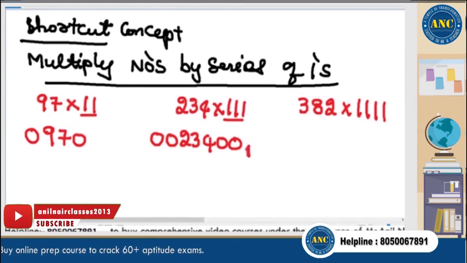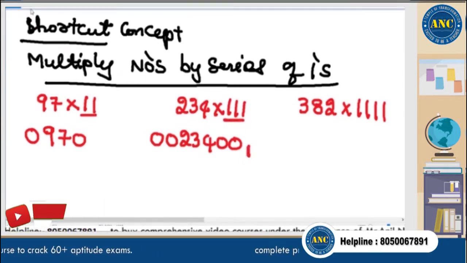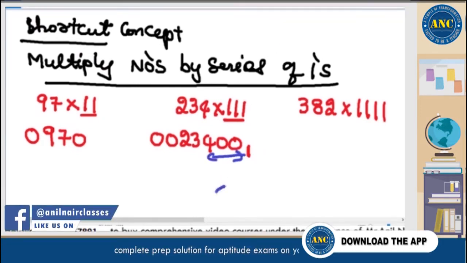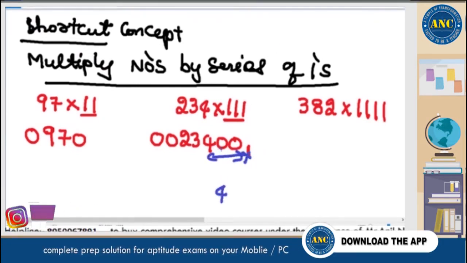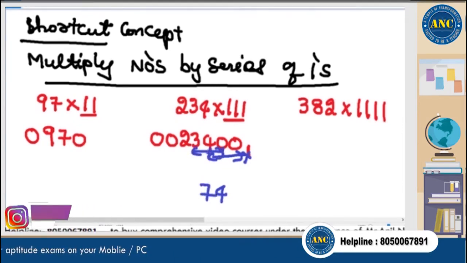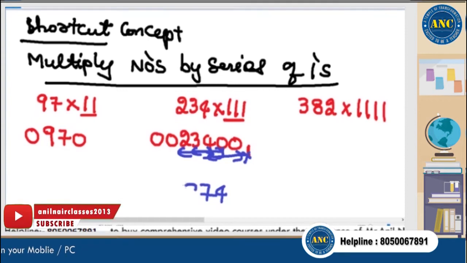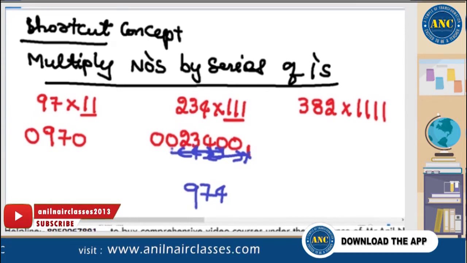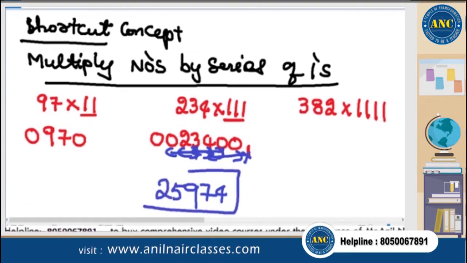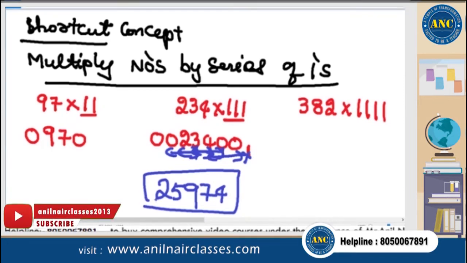Start from the rightmost. Because there are 3 ones, keep on adding groups of 3 digits. 0 plus 0 plus 4 is 4. Go to the next one. 0 plus 4 plus 3 is 7. Next, 2 plus 3 plus 4 is 9. Next, 2 plus 3 plus 0 is 5. 0 plus 0 plus 2 is 2. The answer is 25974.